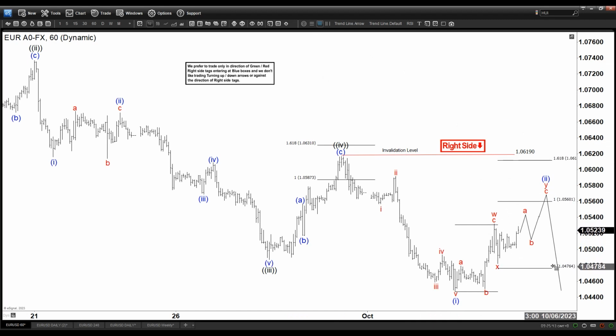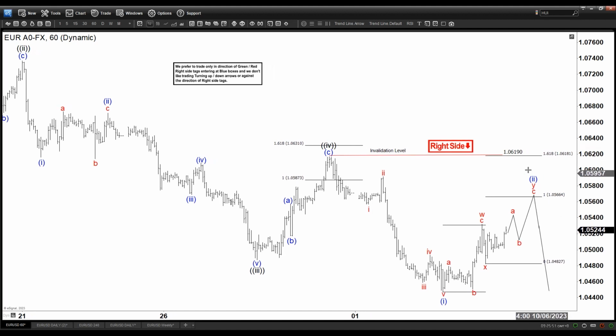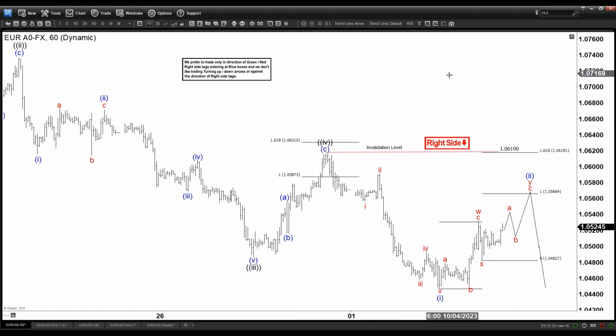The WX 100% is going to be 105.60, all the way up to 1.618, which is exactly at the invalidation level. So this is the possible area where the rally may fail, 105.60, 106.18. So now let me zoom out on the daily and give you some ideas about the possible path.